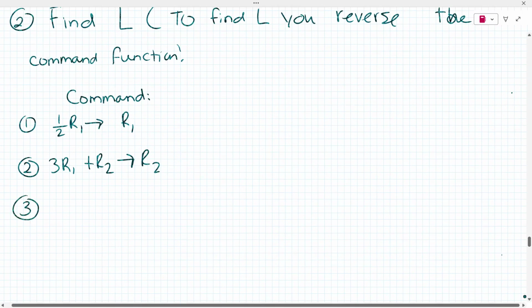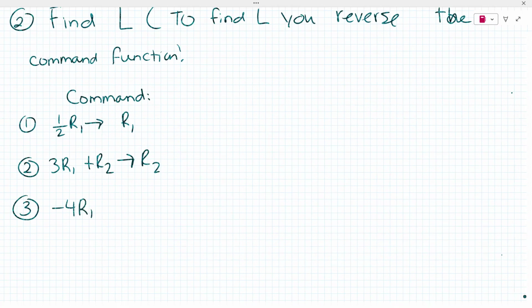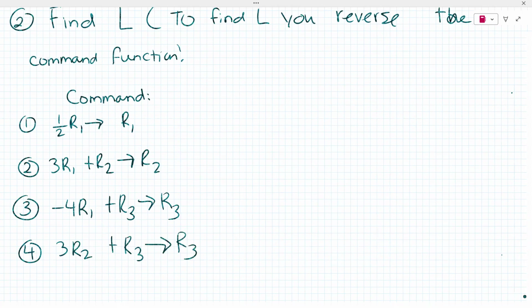Command 3 was -4 row 1 plus row 3 gives us row 3. Command 4 was 3 row 2 plus row 3 gives us row 3. Command 5 is 1/7 row 3 gives us row 3.